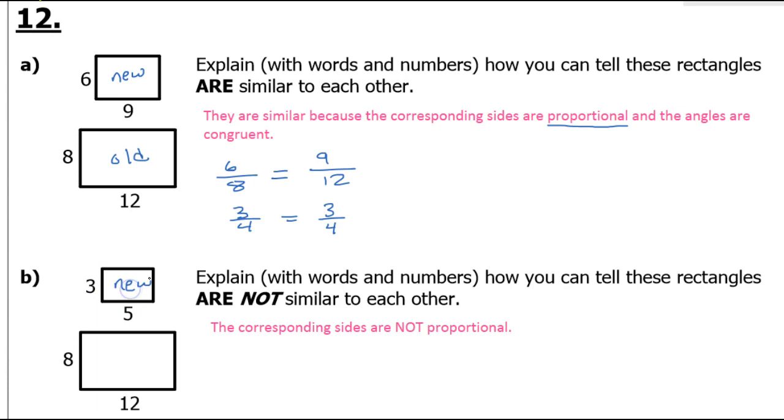So again, I'm going to call this new, and I'm going to call this old. So if I do these corresponding sides, that's 3 over 8. And then if I do these corresponding sides, that's going to be 5 over 12. Neither one of these reduce, so we can immediately see that 3 over 8 does not equal 5 over 12. So numerically, that proves that these sides are not proportional.